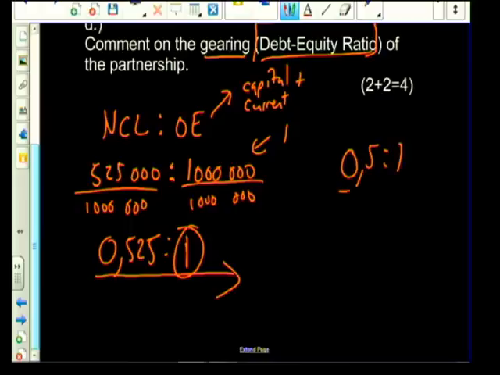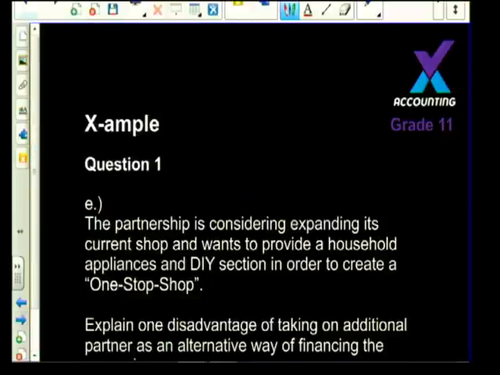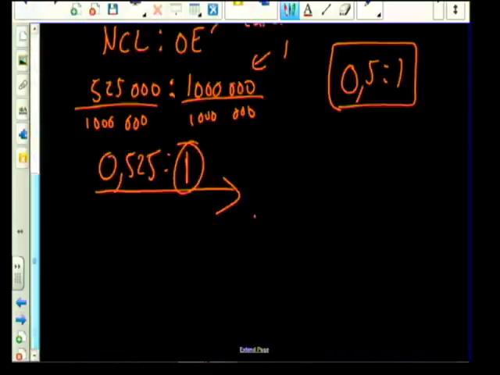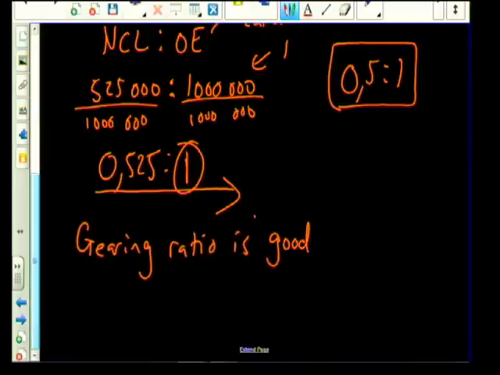Remember, we said when we went through the ratios that 0.5 to 1 is a good ratio for this gearing ratio, because it shows that the partners have taken out a loan, but they are able to pay it back quite easily because the equity that they have invested in the business, in other words, the capital that the partners have put in themselves, is more than enough to pay off that loan. So what we would do here is comment on the gearing of the business by saying that the gearing ratio is good, and we refer to it as 0.525 to 1, which means that the business is positively geared.